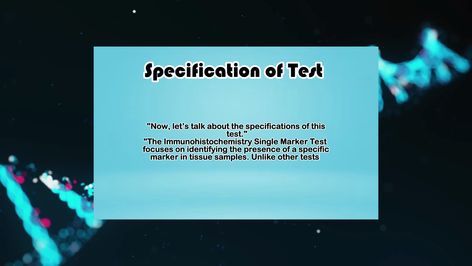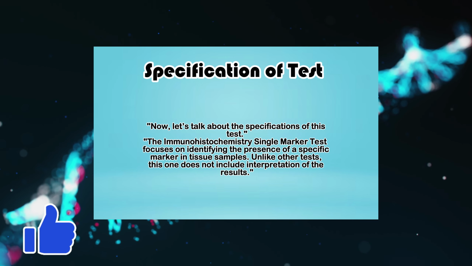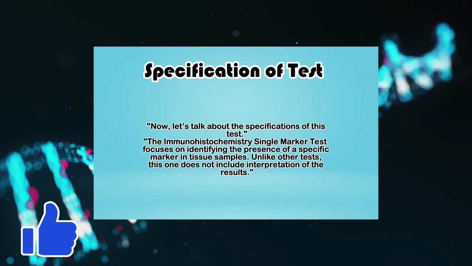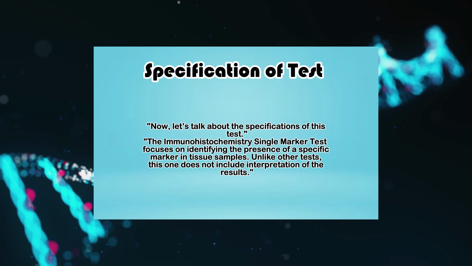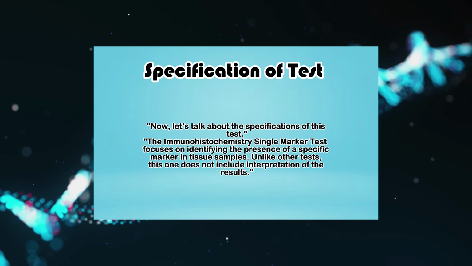Specifications of the test. Now, let's talk about the specifications of this test. The immunohistochemistry single marker test focuses on identifying the presence of a specific marker in tissue samples. Unlike other tests, this one does not include interpretation of the results.